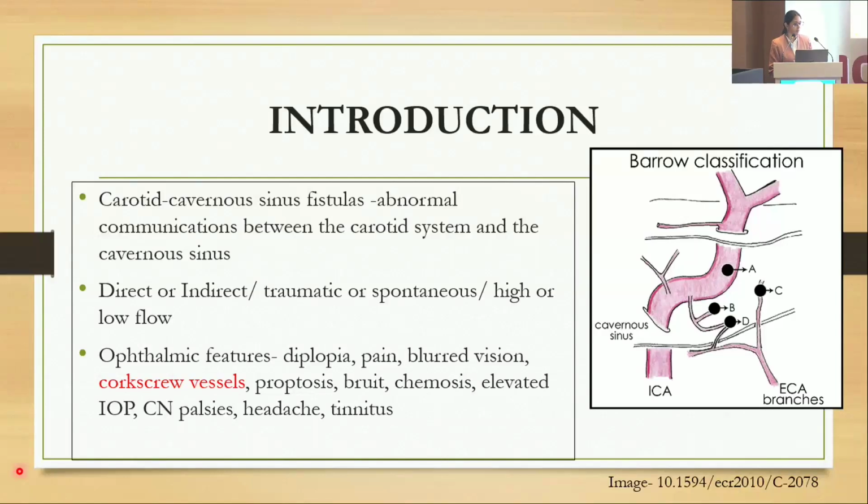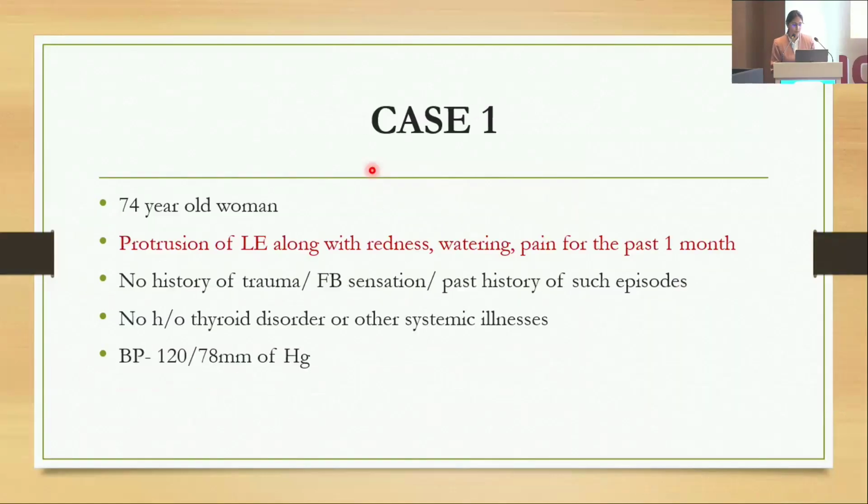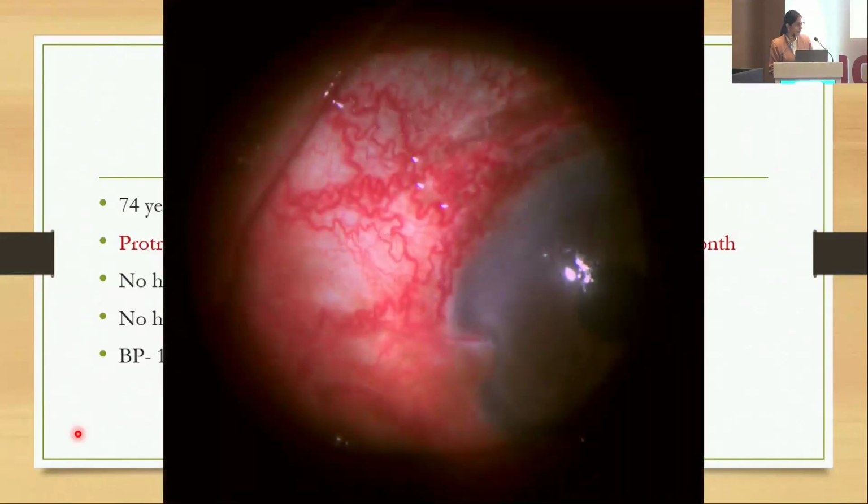So these can present with a myriad of ophthalmic features, as I will highlight in the following case series. The first case was a 74-year-old woman who presented with protrusion of the left eye along with redness, watering and pain for the past 1 month. There was no other significant history. And this was the clinical picture on the left eye.